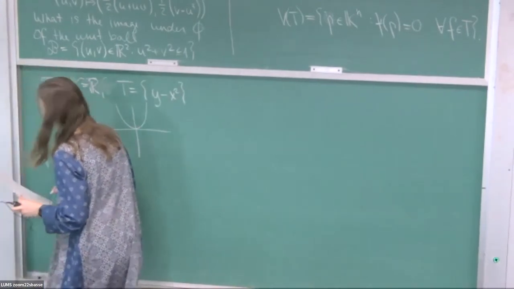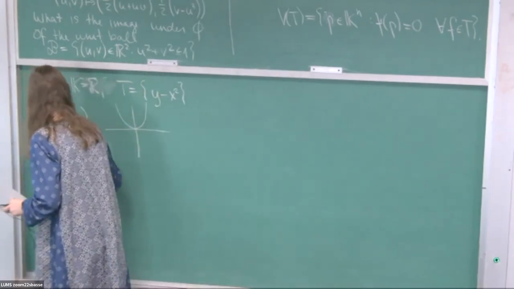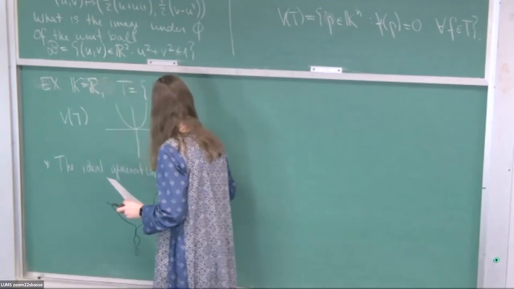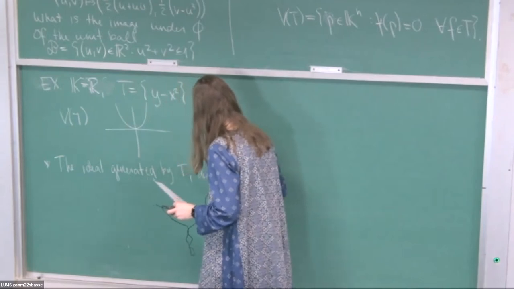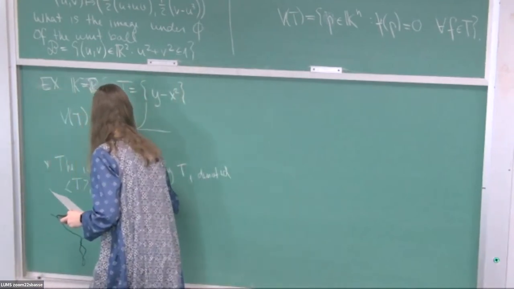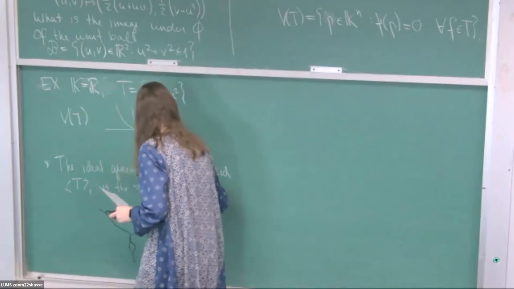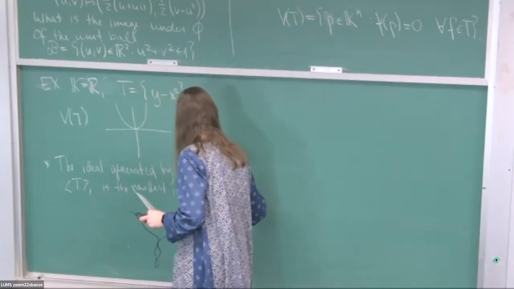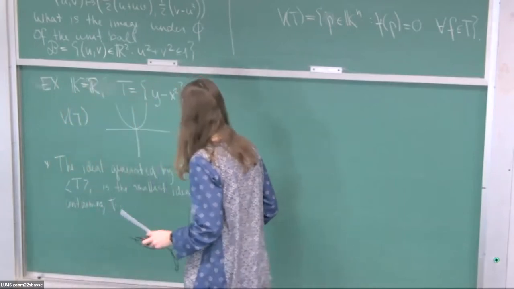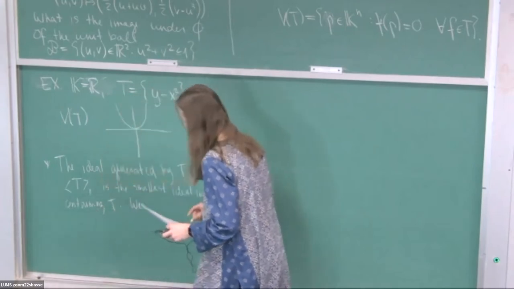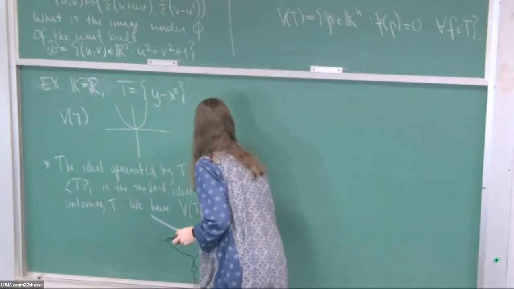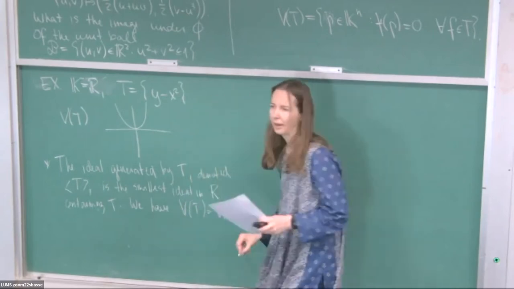And then this is even simpler. Going back to abstract algebra, the ideal generated by T, denoted the following way, is the smallest ideal in R containing T, and R is the polynomial ring. If you have taken an algebraic geometry course, then you know that the variety defined by T is equal to the variety defined by the ideal generated by T.